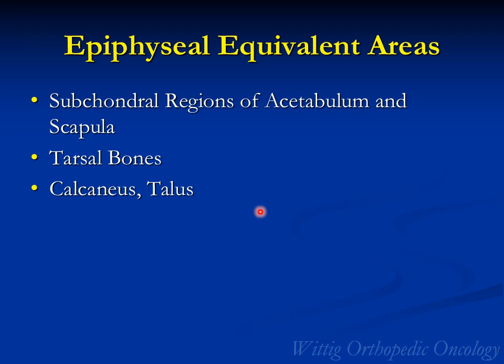These are considered epiphyseal equivalent areas: the subchondral regions of the acetabulum and the scapula, the tarsal bones, and the calcaneus and the talus. These areas tend to be prone to form the same types of tumors as the list of tumors in the epiphysis, namely chondroblastoma, clear cell chondrosarcoma, intraosseous lipoma, osteomyelitis, eosinophilic granuloma, osteoid osteoma, osteoblastoma, and metastasis, myeloma, lymphoma, and intraosseous ganglion.